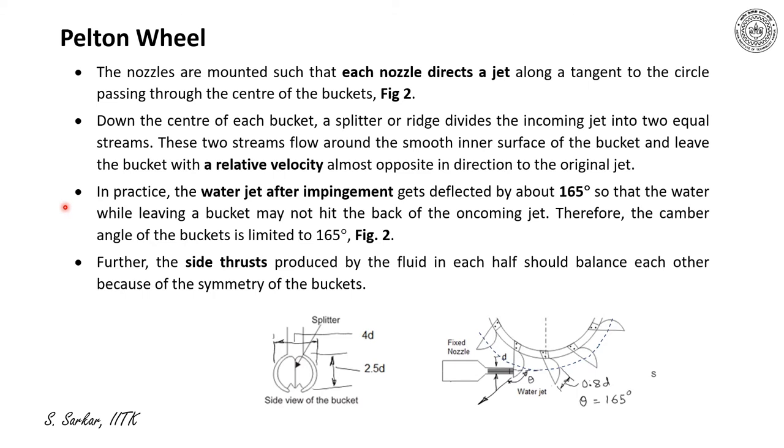Therefore, the camber angle of the bucket is limited to 165 degrees, as I have already illustrated. Furthermore, the side thrust produced by the fluid in each half should balance each other, since the buckets are symmetrical. Thus, I can say there will be no side thrust produced because of this deflection of jets. However, there will be tangential force due to the change of angular momentum that initiates the rotation of the wheel.